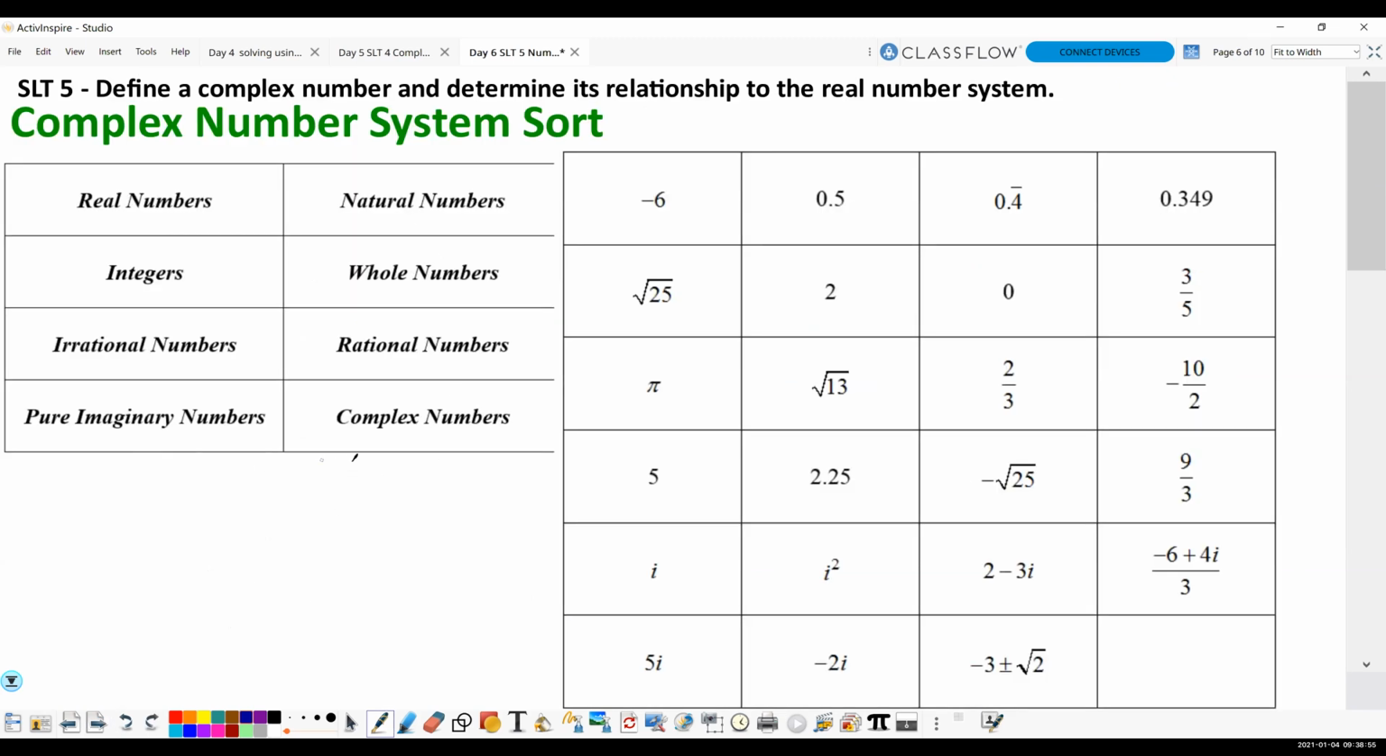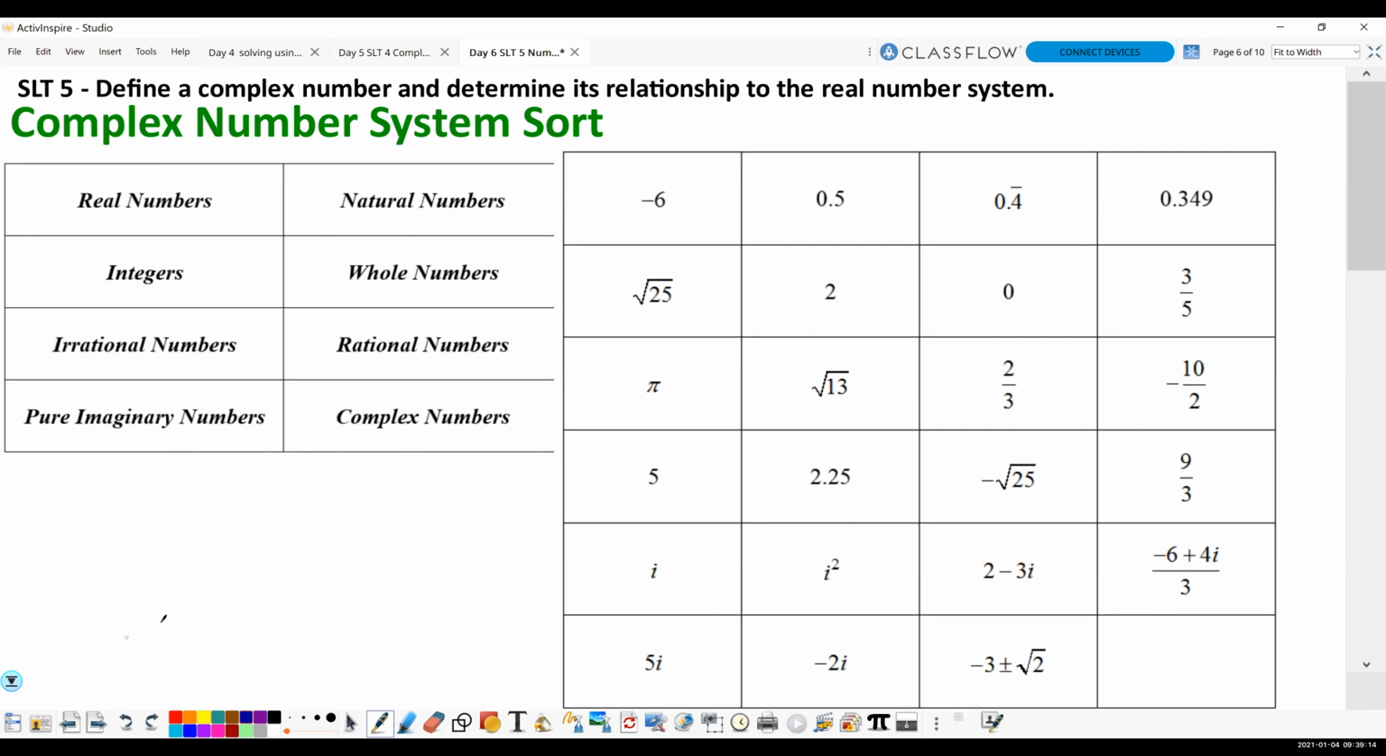So here are your choices. Here are our numbers. I don't know why that last one's empty. I guess whoever made this just couldn't come up with the last problem. But go ahead, pause the video, and sort these numbers. Give each number its most specific classification name.